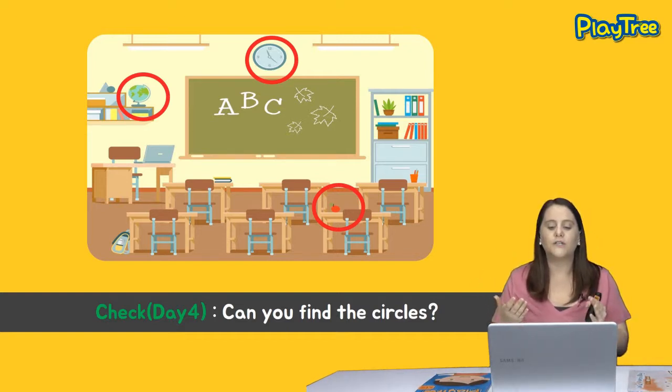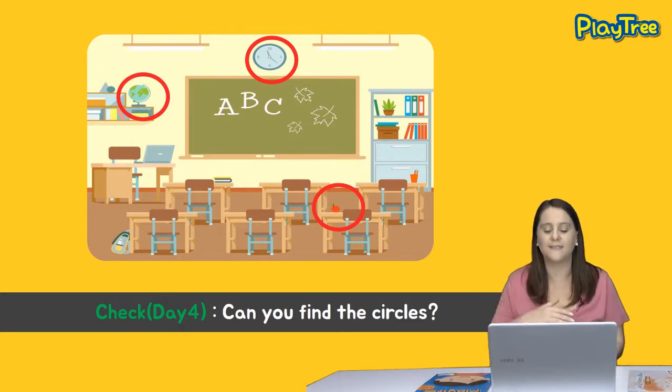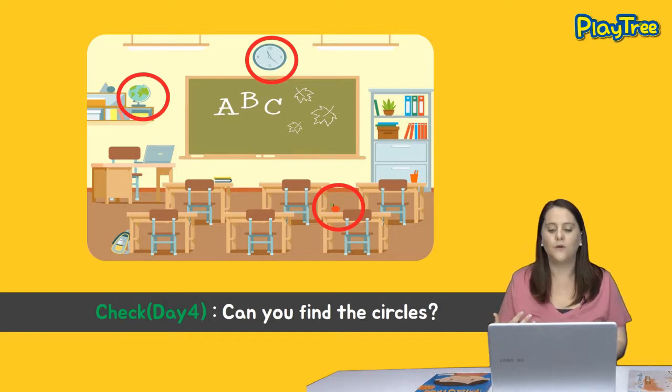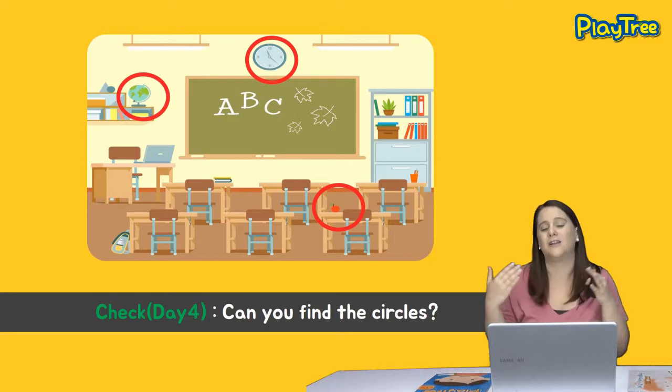Here, they're just going to look around their classroom. You're going to call on a student and ask them, can you find the circles? And they're going to point out as many circles as they can. This game allows the students to understand the meaning of the word, and also, like I said, you're testing them without actually testing them to see how they've progressed over the past few days.